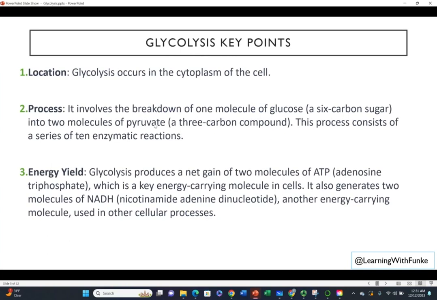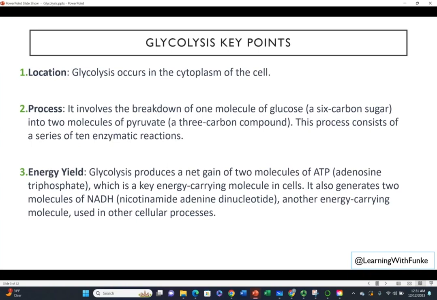All right, so what are some key points of glycolysis? First, you have to know that glycolysis happens in the cytoplasm of the cell. And so for the enzymes and the reactions that we'll be going over, all of those are happening in the cytoplasm of the cell. Like I said before, we're starting with a 6-carbon compound and we're ending with a 3-carbon compound called pyruvate. And this process consists of 10 enzymatic reactions.